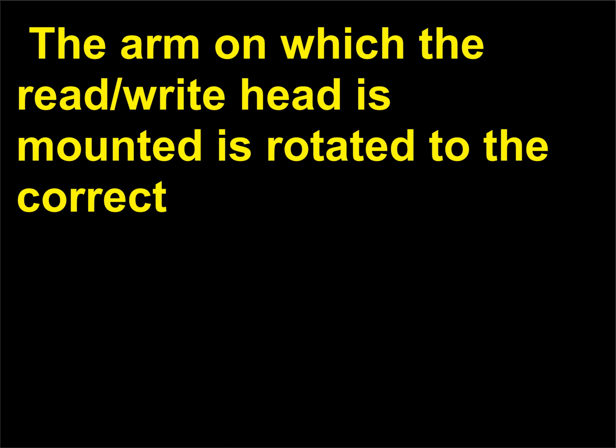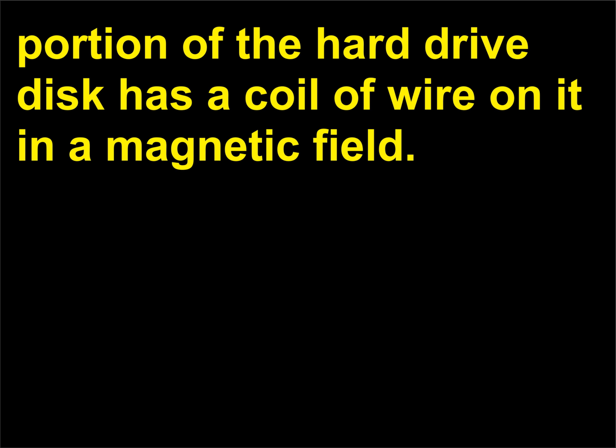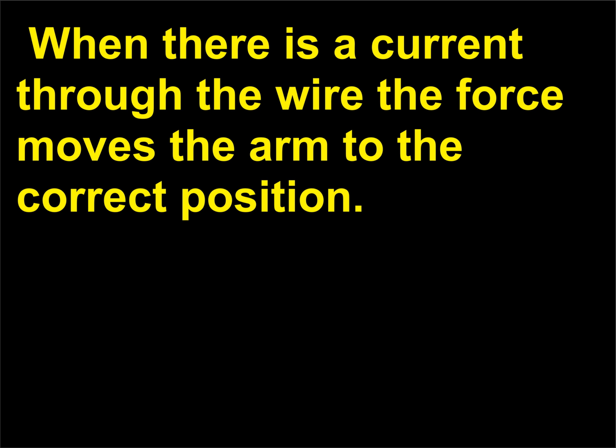The arm on which the read/write head is mounted is rotated to the correct portion of the hard drive disc. The arm has a coil of wire on it in a magnetic field. When there is a current through the wire, the force moves the arm to the correct position.